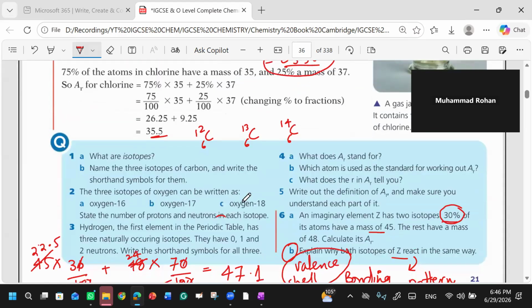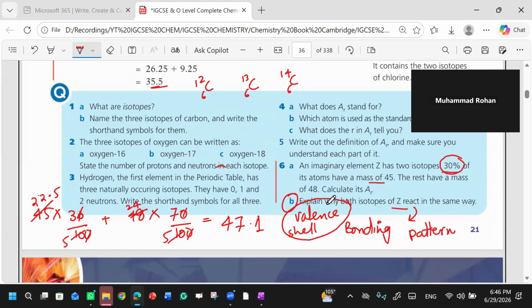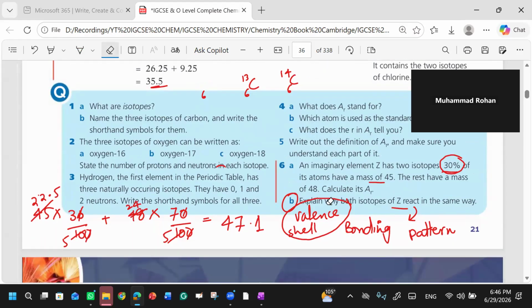The three isotopes of oxygen can be written like this: oxygen 16, 17, 18. State the number of protons and neutrons in each. Okay, now, this is important. If we talk about oxygen 16, wait a minute, let me take a snapshot and we can do this on one note. That will be easy.